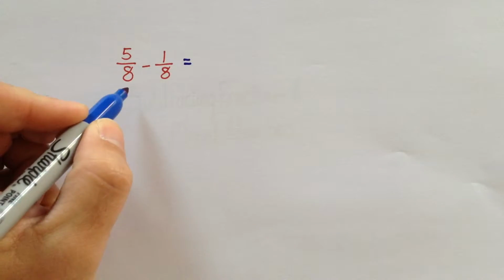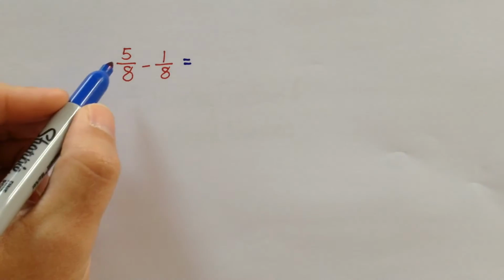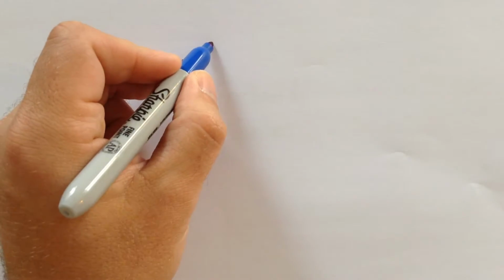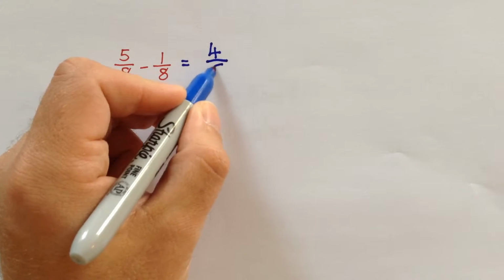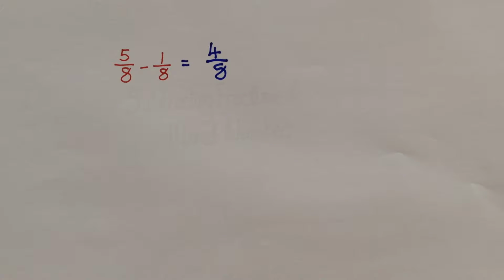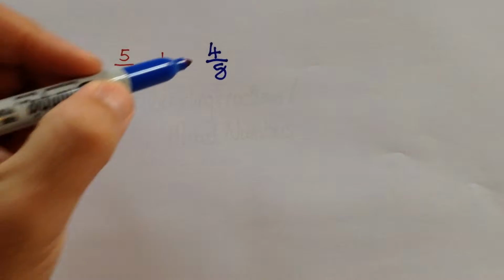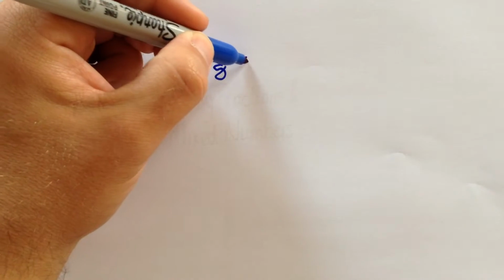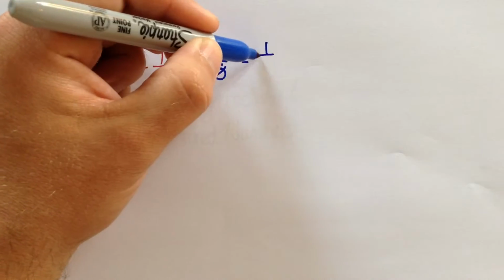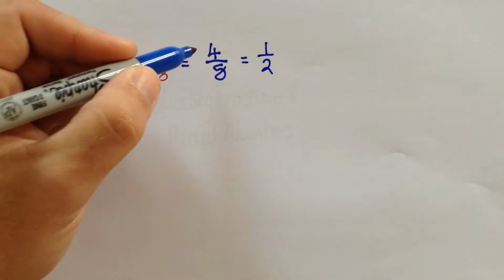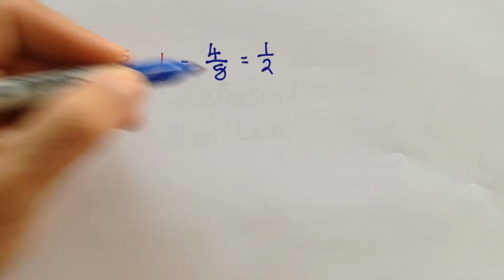Therefore, this is quite a quick example to do, as if the denominators are the same, we can just subtract the two numerators, so 5 take away 1 is 4, and the denominator stays the same. Always worthwhile checking, 4 over 8, can it be simplified? It can. That simplifies down to a half, because we can divide the top and the bottom there by 4.